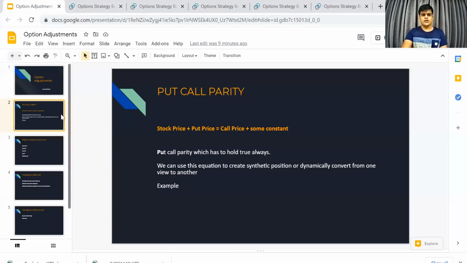I hope this is clear. This is very important. Again, watch the video, go through it slowly. You'll understand. It's simple enough. Just remember S plus P is equal to C.